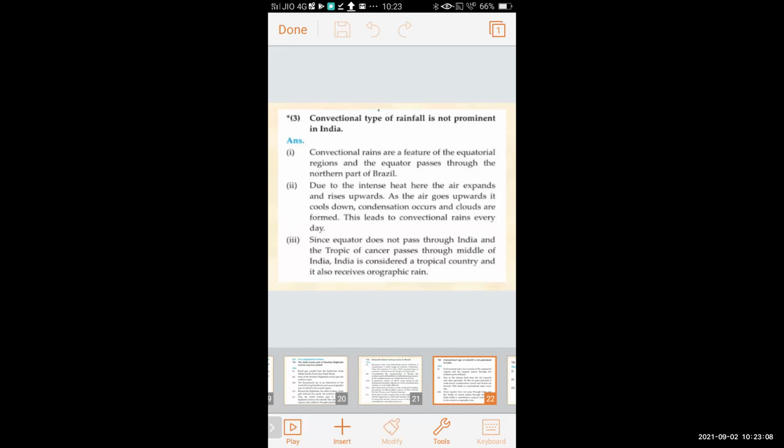For the given reason, convectional type of rainfall is not prominent in India, and the answer: convectional rains are a feature of the equatorial region, and the equator passes through the northern part of Brazil. Due to the intense heat here, the air expands and rises upwards. As the air goes upwards, it cools down, condensation occurs, and clouds are formed. This leads to convectional rains every day. Since the equator does not pass through India and the Tropic of Cancer passes through the middle of India, India is considered a tropical country, and it also receives orographic rain.